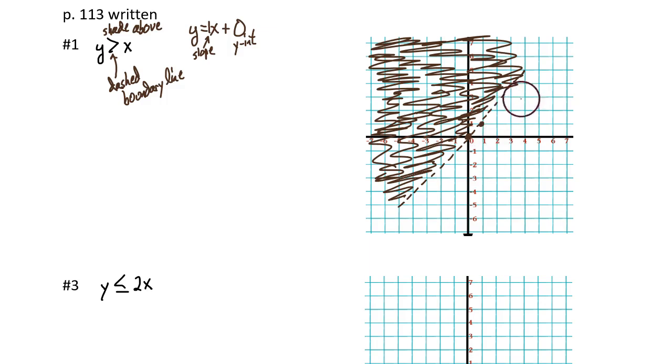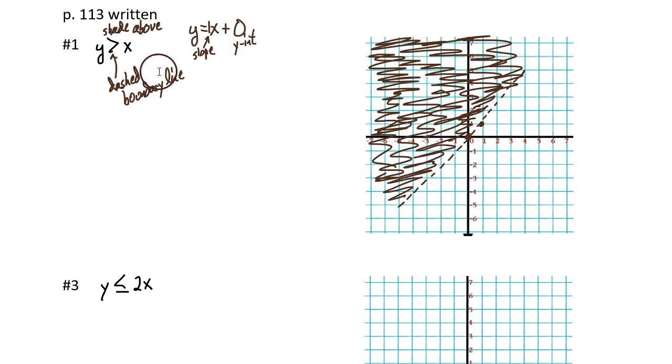Any ordered pairs that are actually on the boundary line, for example, the 1, 1, will not satisfy this statement if you plug them in there. 1 is not greater than 1. And that's why we had to use a dashed boundary line so that we weren't including those dots as part of our answer.